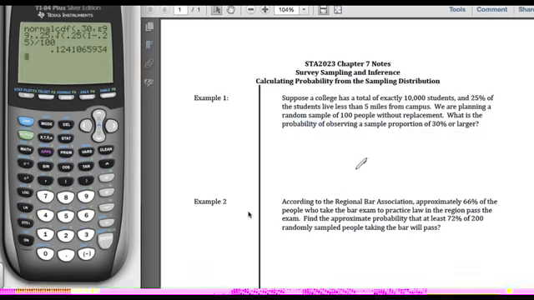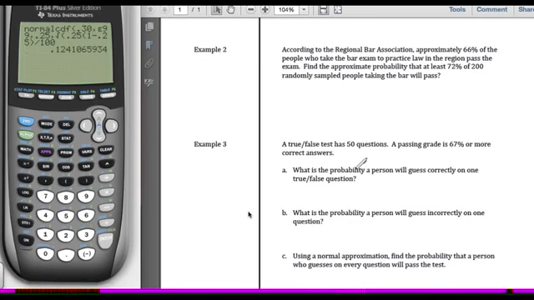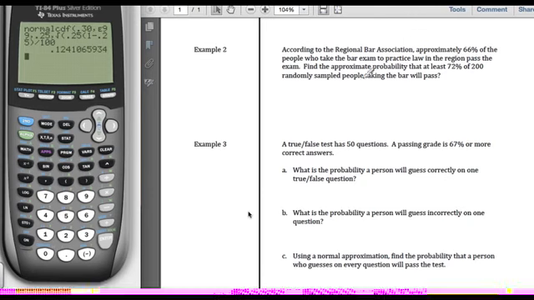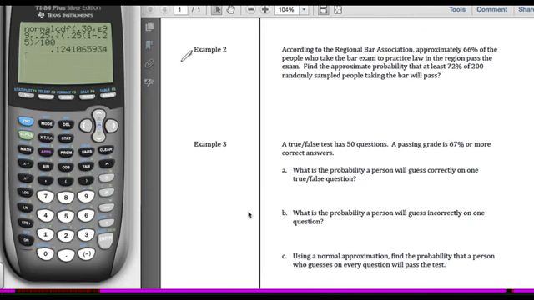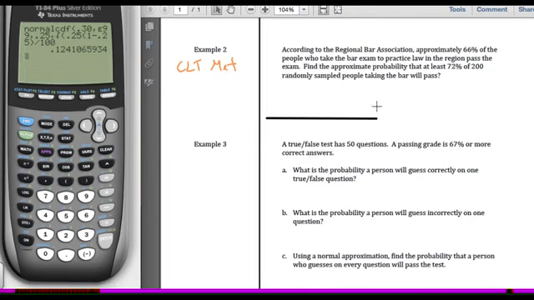You can see another example. In example 2, we saw this situation in the previous video as well. Once again, according to the Regional Bar Association, approximately 66% of the people who take the bar exam to practice law in the region actually pass the exam. We want to find the approximate probability that at least 72% of 200 randomly sampled people taking the bar will pass. Once again, we know the central limit theorem is met, which is going to allow us to use an approximate normal distribution.